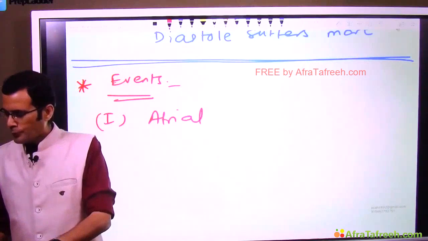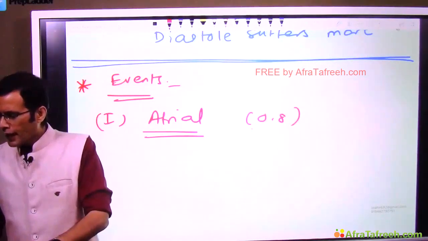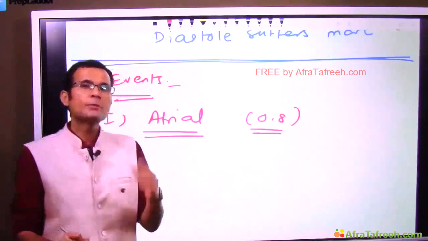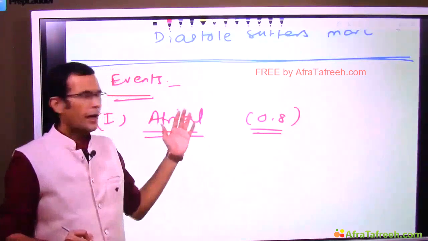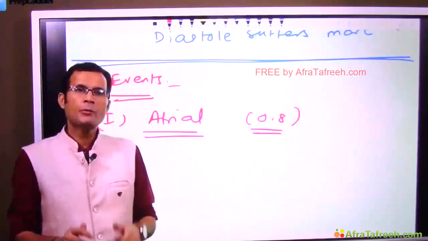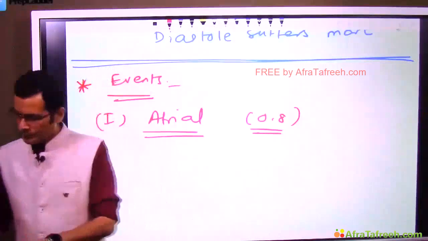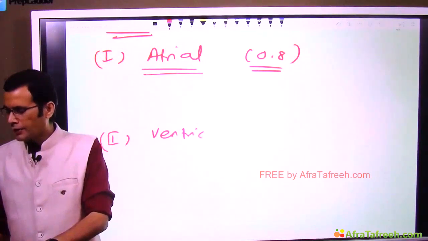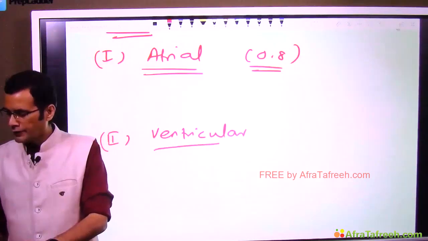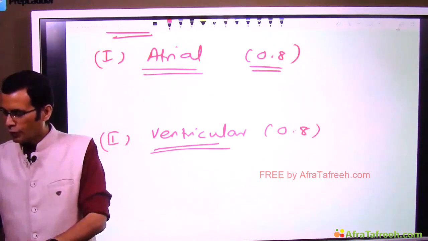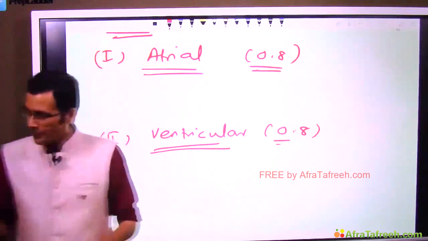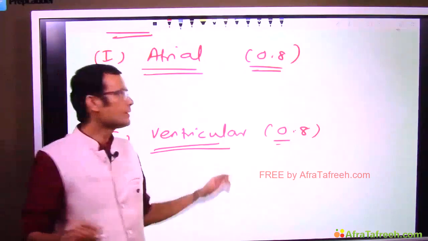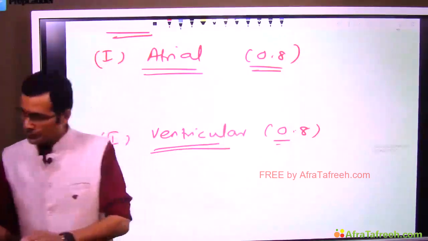So, for that entire 0.8 seconds duration, something is happening in the atria, and at the same time, something is happening in the ventricles. It's at the same time. Right. So, atrial events and ventricular events going on for that same 0.8 seconds duration. Let's see the durations of the systole and diastole.